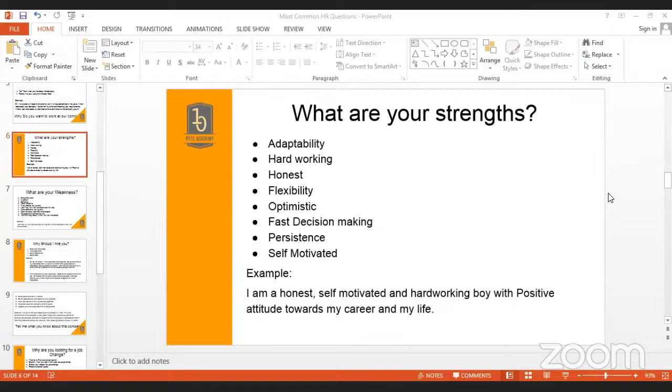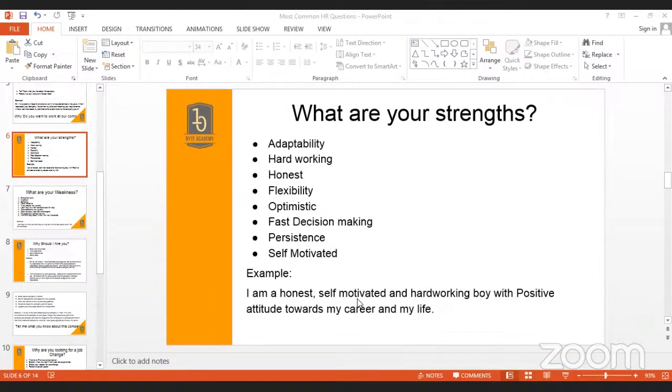So the next question is, what are your strengths? You can mention at least 4 to 5 strengths in your answer. A few examples of strengths are adaptability, hardworking, honest, flexibility, optimistic, fast decision making, persistence, and self-motivated. Right?